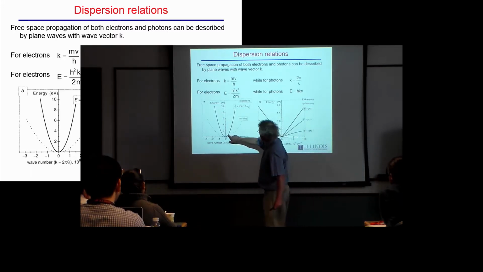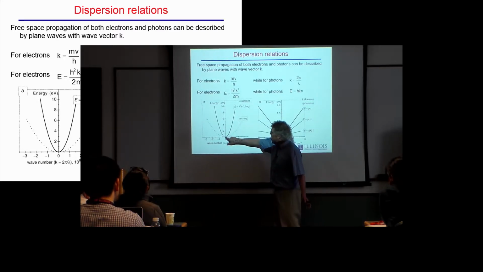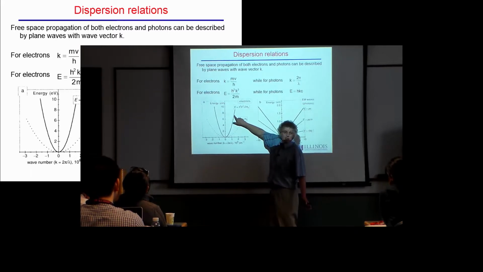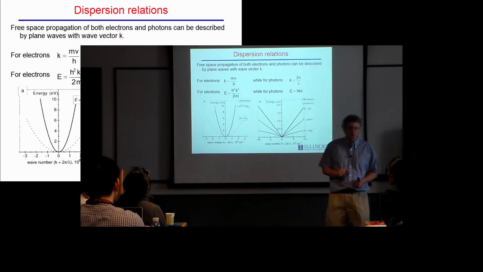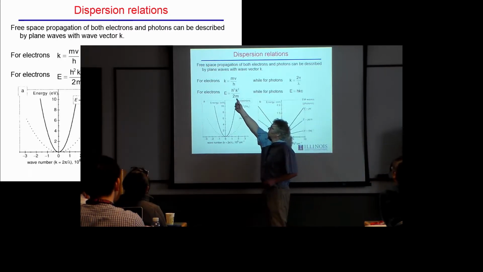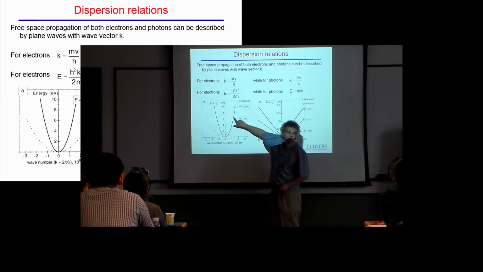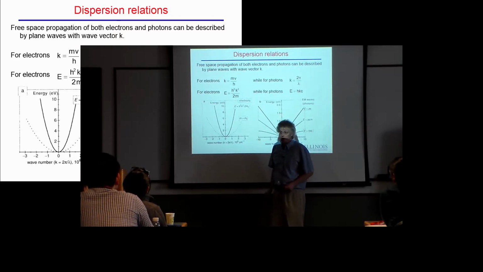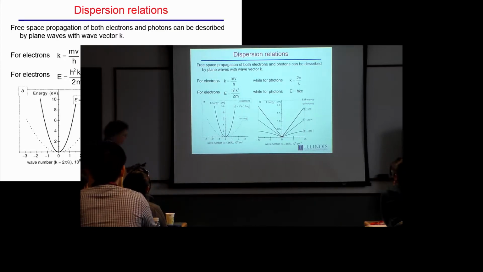What is the, we really can't talk about slope of this because it's parabolic. But what would be a number that would allow us to describe how curved this dispersion relationship is? How about the mass? The mass would be the second derivative of this curve. All right, dispersion relationship.